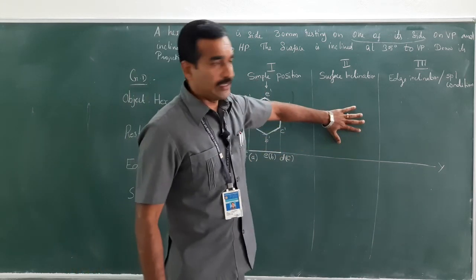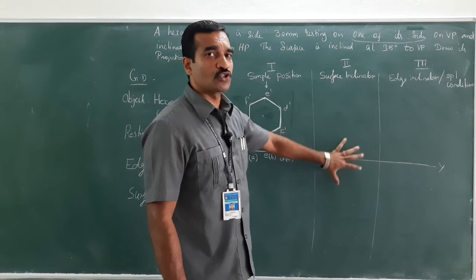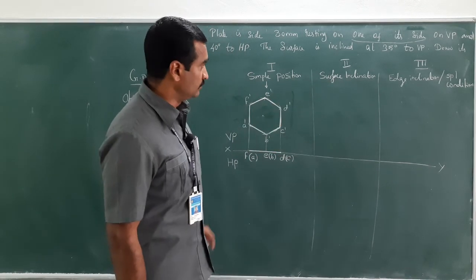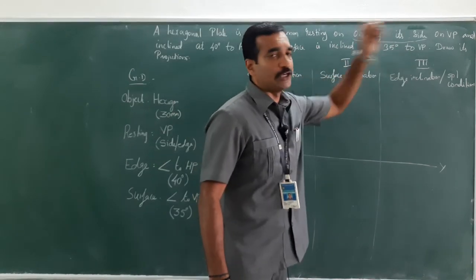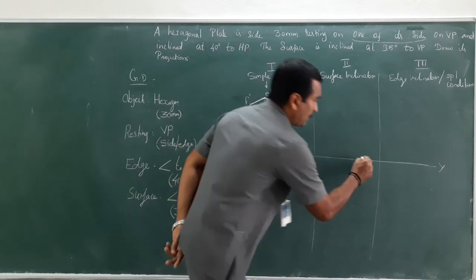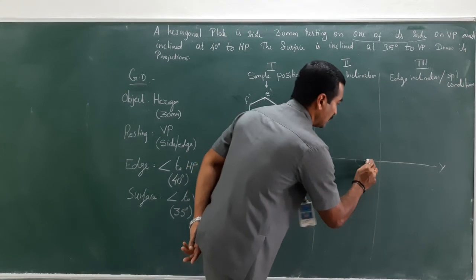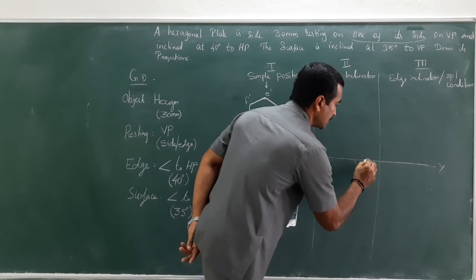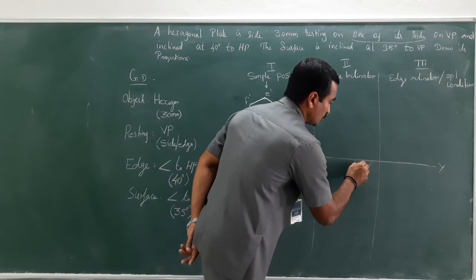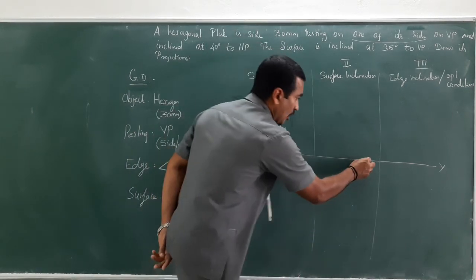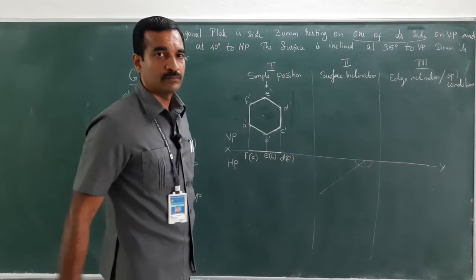Next, this stage 2 belongs to surface inclination, isn't it? Now the surface is inclined 35 degree to VP. Now choose a point here on the XY line. Keep the protractor in this manner. This is 90, this would be 45. So choose 35 and draw a thin line.